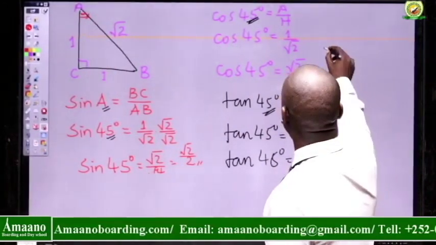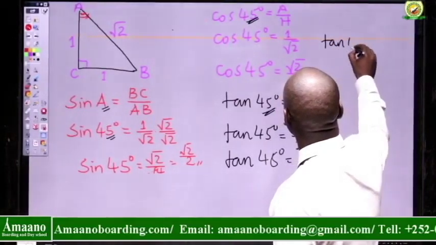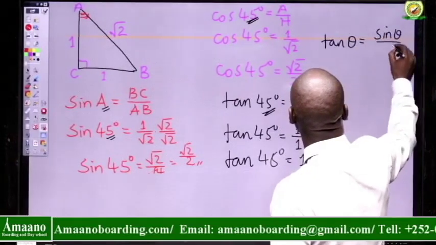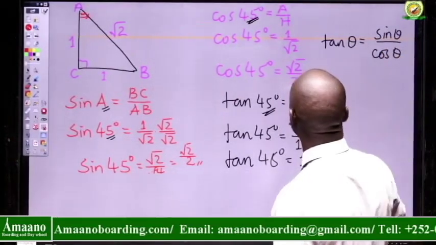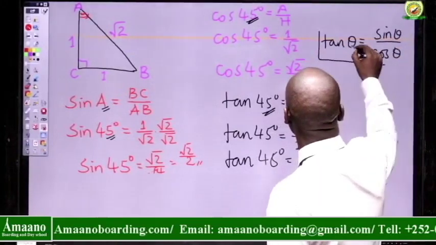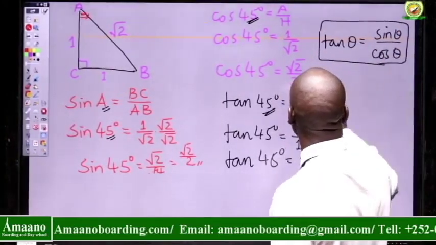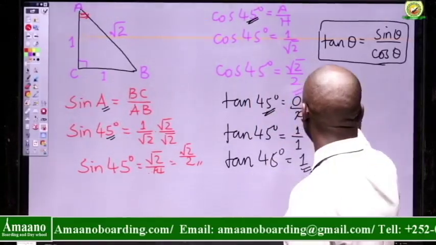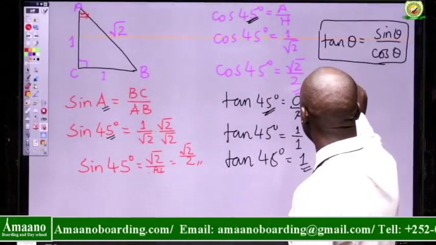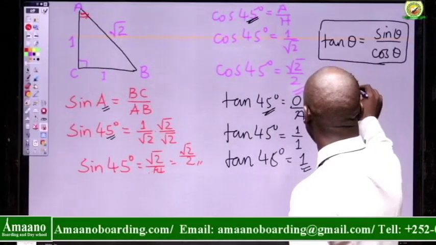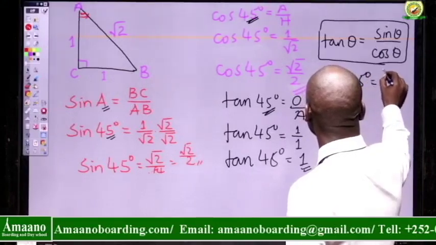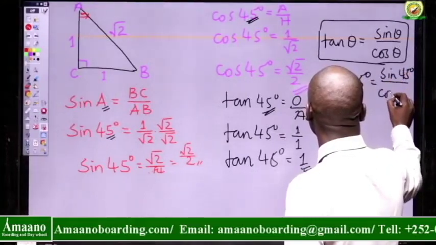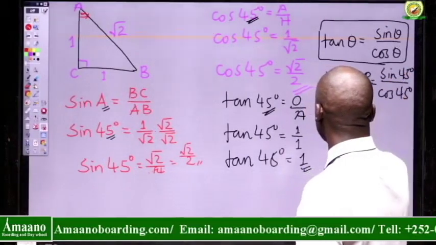But in short, you can find tan using a relationship. Tan of a given angle theta is sine of theta divided by cos theta. You can use this relationship between the three trigonometric ratios. Tan theta is equal to sine theta divided by cos theta. For example, for 45 degrees, you can check it. Tan 45 degrees is equal to sine 45 degrees divided by cos 45.